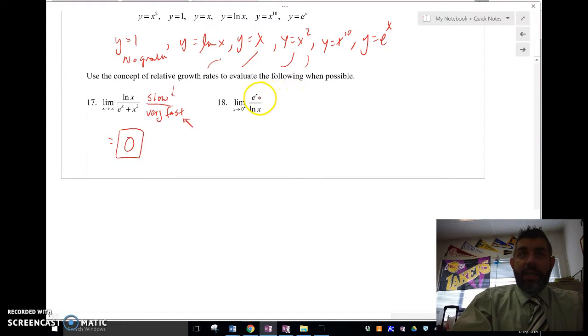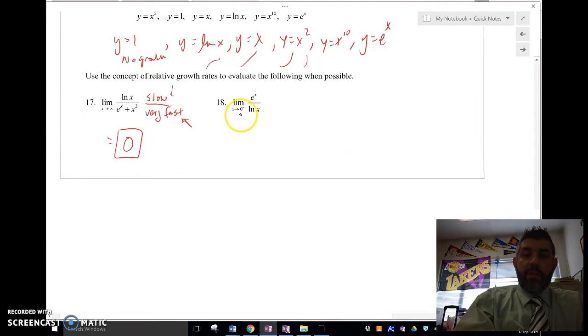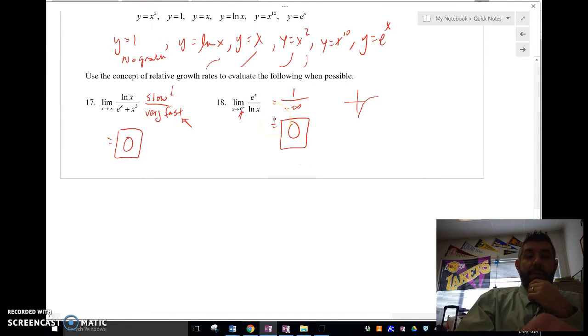Again, here, look at this. e to the x, well, hold on a second. This is going to 0. So the limit as x approaches 0 from the right for e to the x is just 1. And the limit as x approaches 0 from the right for ln x is going to be negative infinity, which is just going to give me 0. So actually, I don't need relative growth rates in that one, but for the other one, I did.